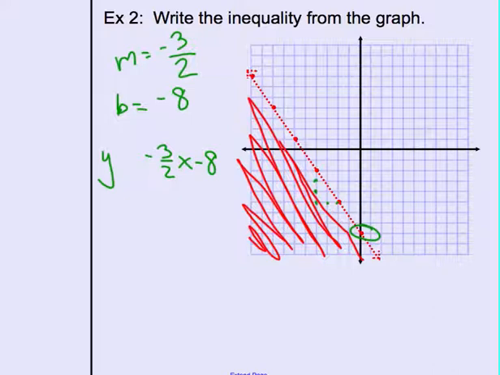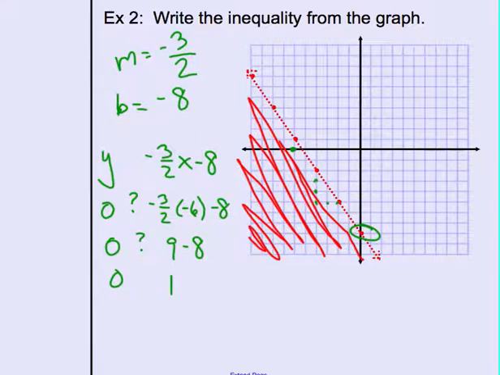I'm going to try and use an easy point. So this one right here is negative 6, 0. So I'm going to substitute negative 6 for x and 0 for y. And I'm going to figure out which symbol will make this true, a greater than or a less than. So multiplying my negative 3 halves by negative 6, I'm going to get 9. And is 9 minus 8, or 1, greater than or less than 0? Greater than. So it will be y is less than negative 3 halves x minus 8.